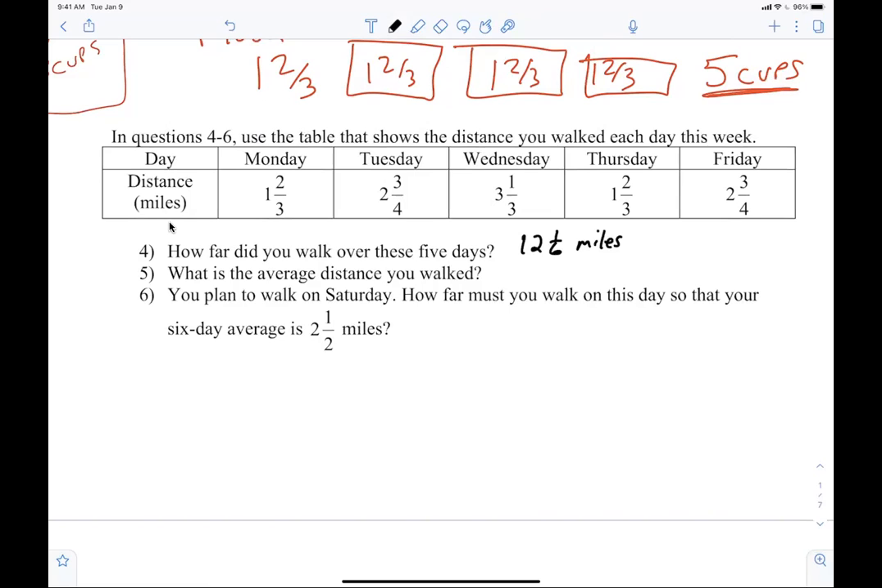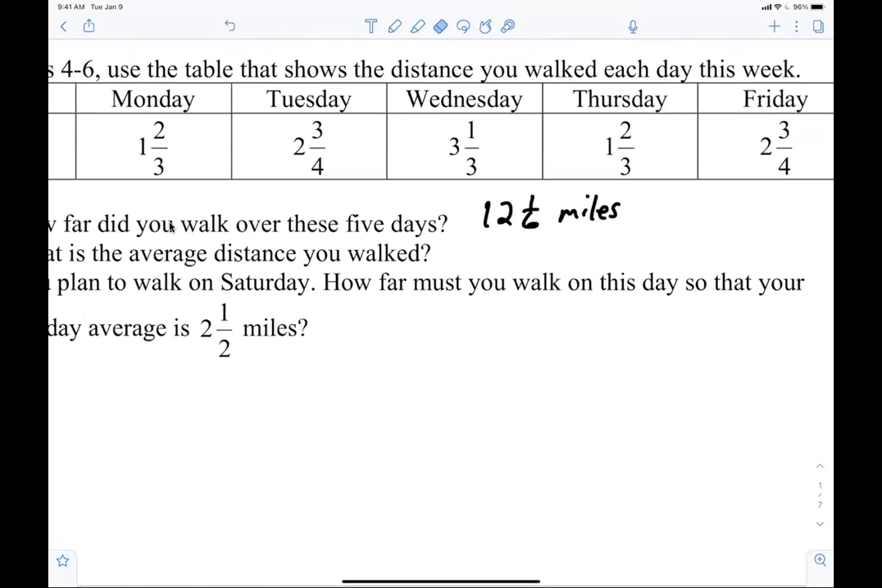Now the hard one. What is the average distance? What did you do? So first what I did was I started to use what we got from the previous problem, 12 and 1/6, and then I divided by how many days. That is exactly correct. I got 2 and 13 over 30 miles. Is that correct? All right, guys, I'm pretty happy with that. Very nice. 2 and 13 over 30, did you say? Yes. 2 and 13/30 miles.